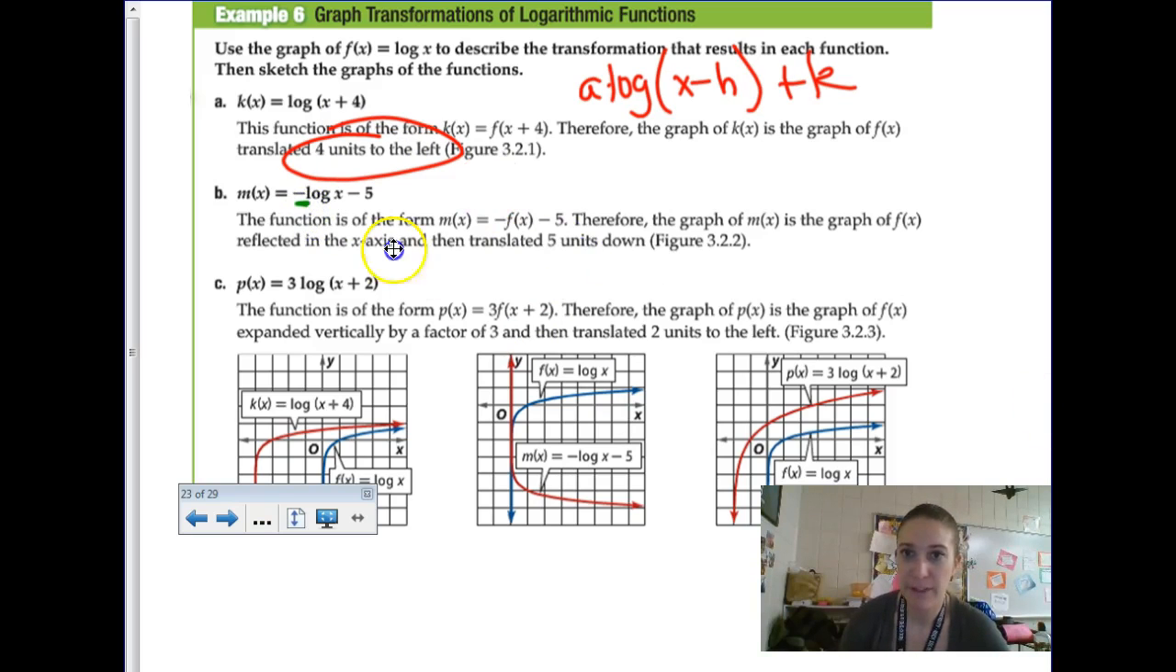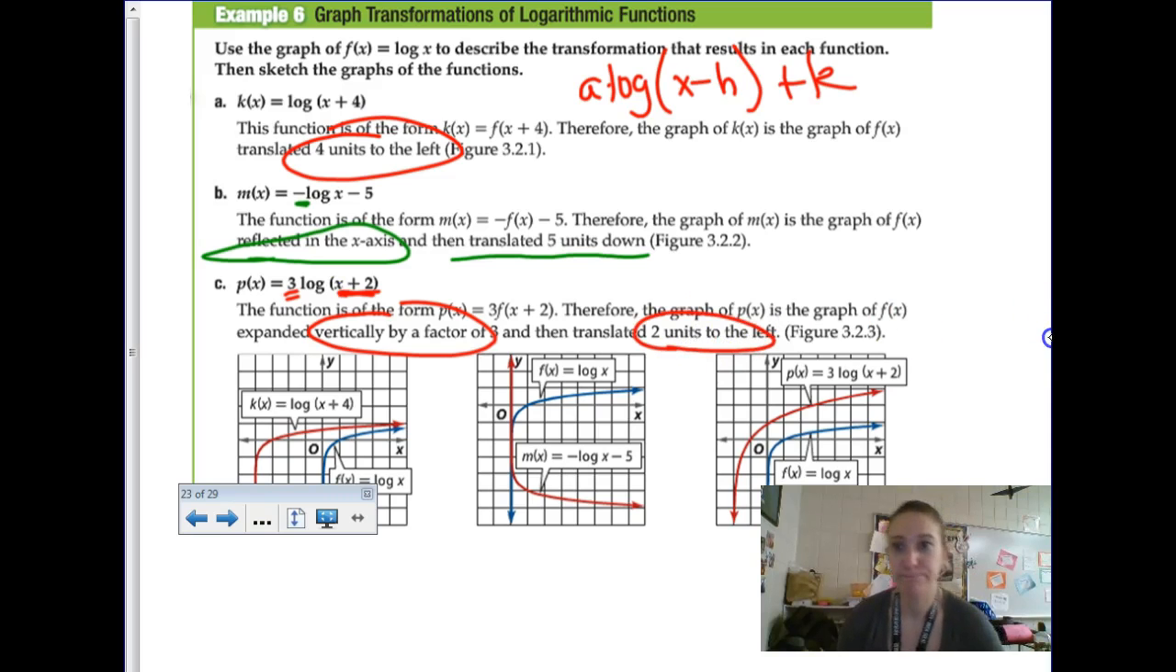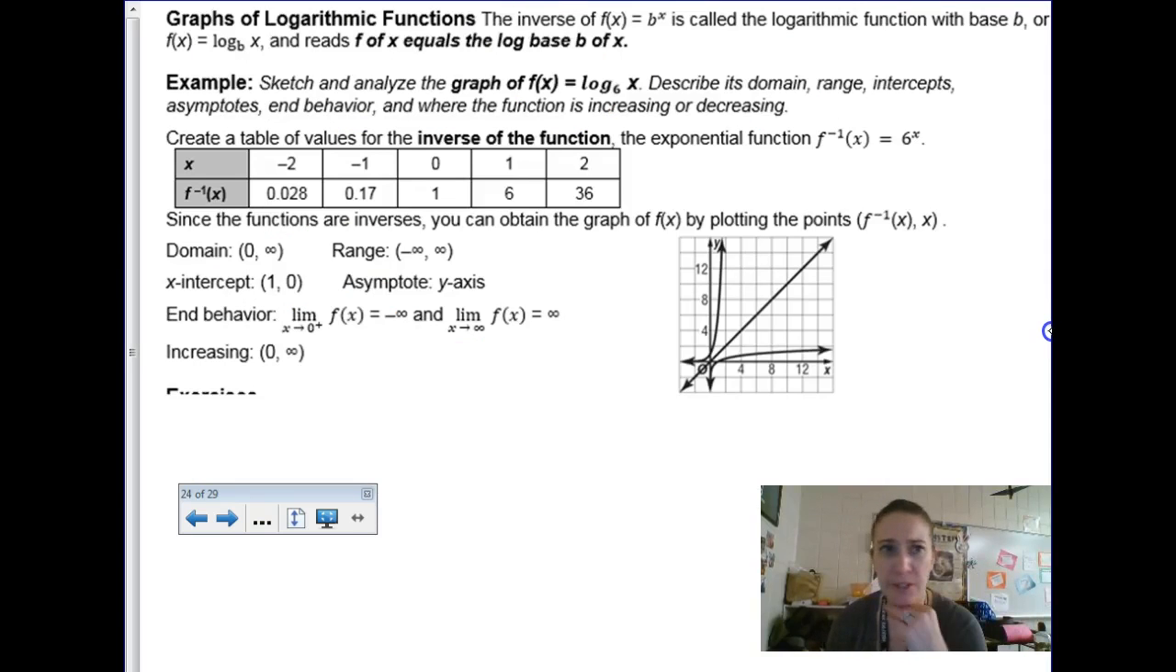This negative is a reflection across the x-axis that has to happen first, and then it's translated 5 units down. And then here, order doesn't matter in this one so much, however, it is a vertical stretch by a factor of 3, and then this x plus 2 would be a left 2 unit shift. So those transformations that we already know all about, we're going to see them again. Yay.